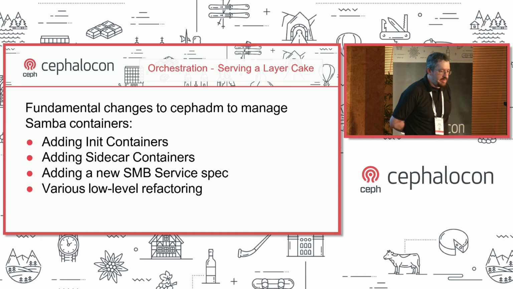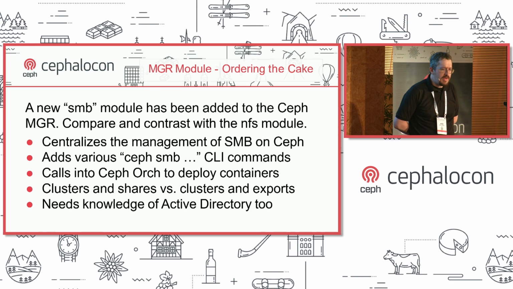Our orchestration work involved adding a whole bunch of stuff to the Ceph ADM orchestration. Because we had been using init containers and sidecars in our Kubernetes work, we decided to add these concepts to Ceph ADM. Once Ceph ADM could support these, we were able to develop a SMB service spec so Ceph ADM could deploy our containers. And then we had to do a bunch of other low-level work to get it all glued together.